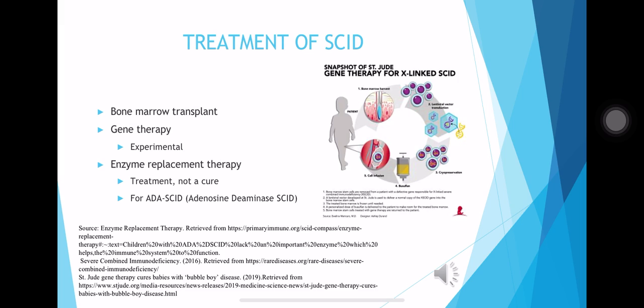A missing enzyme is injected regularly into the patient. This is a treatment, but not a cure. This injection is done at least weekly and allows the immune system to function. As a child gets older, this may not be as effective over time, so other treatments will be considered.